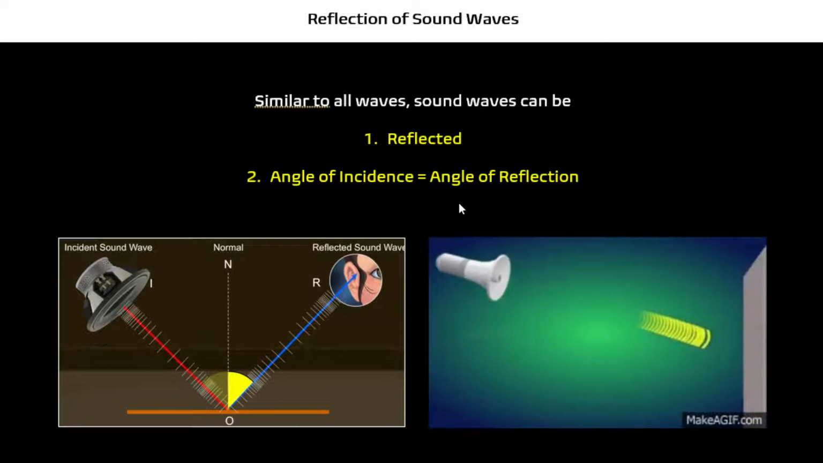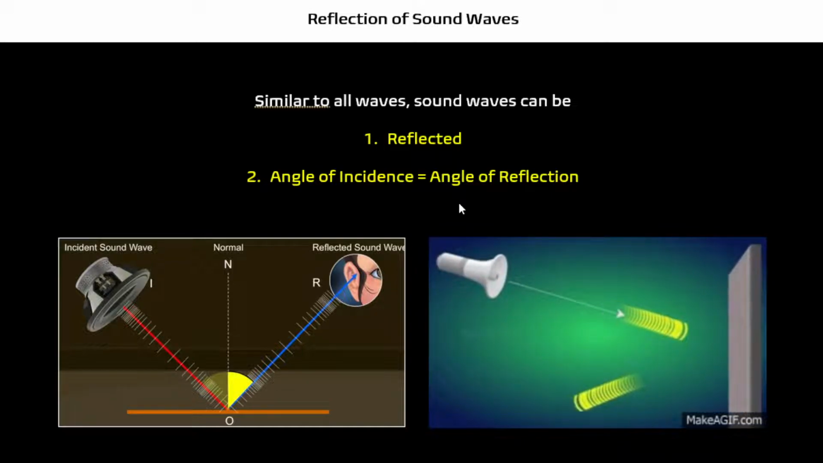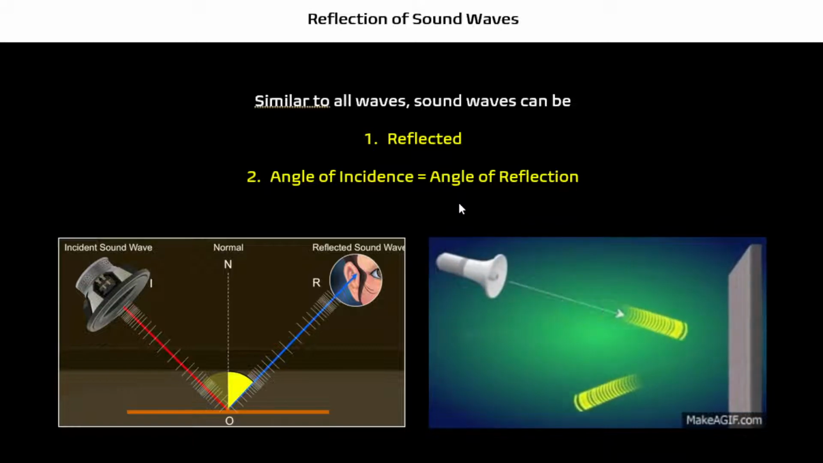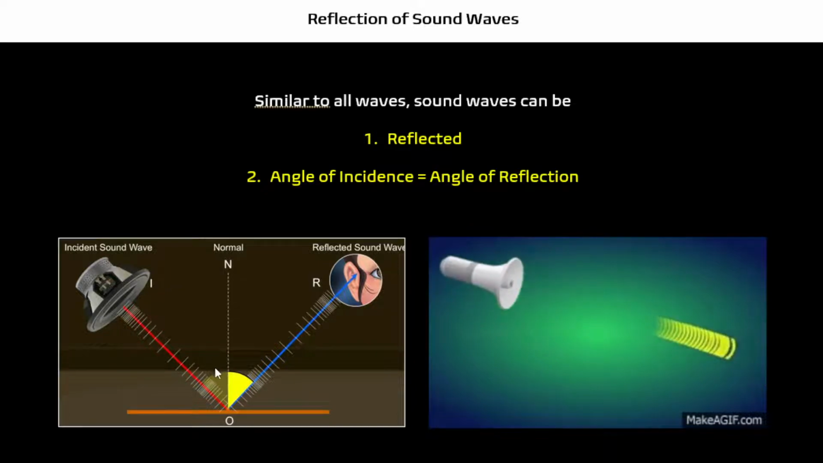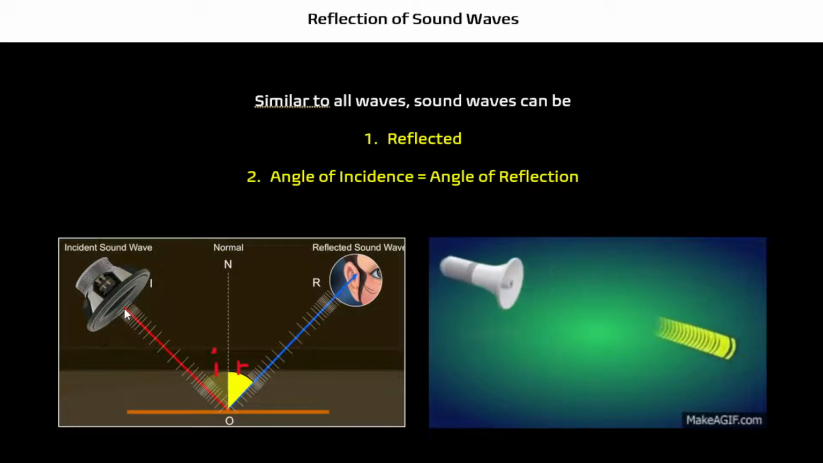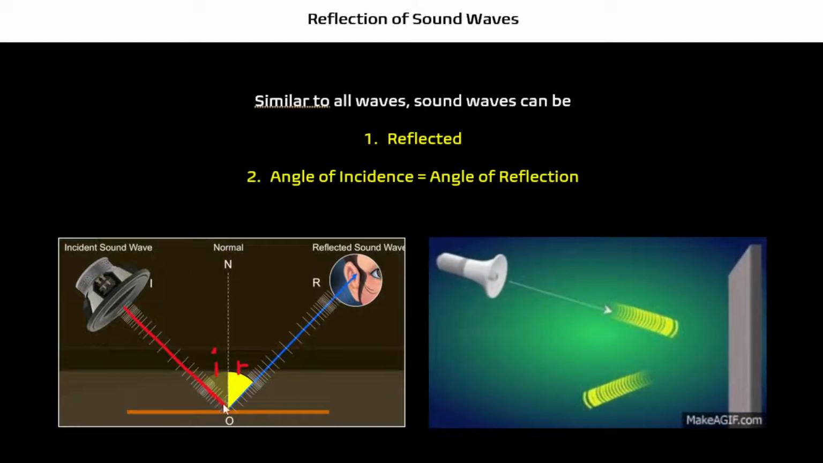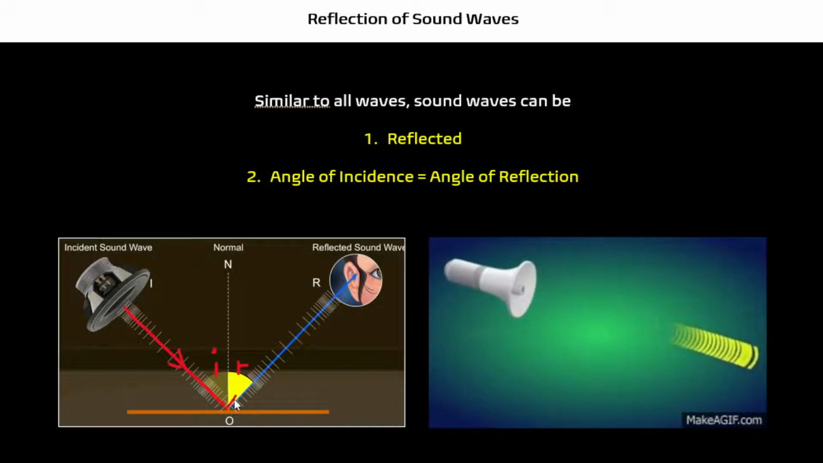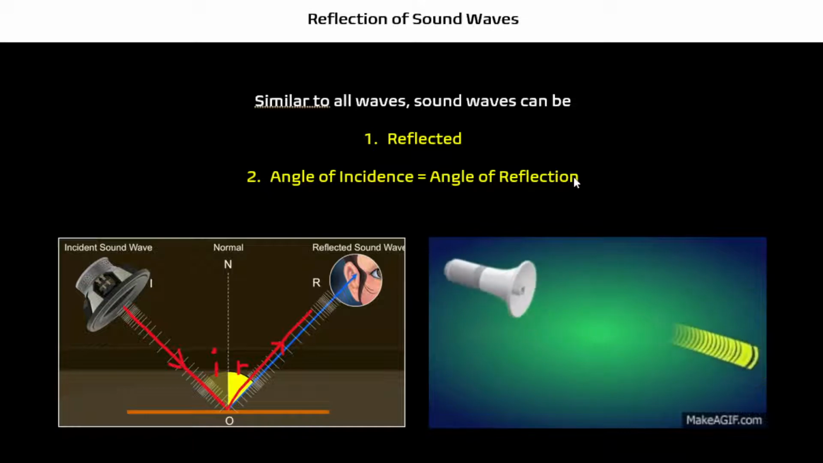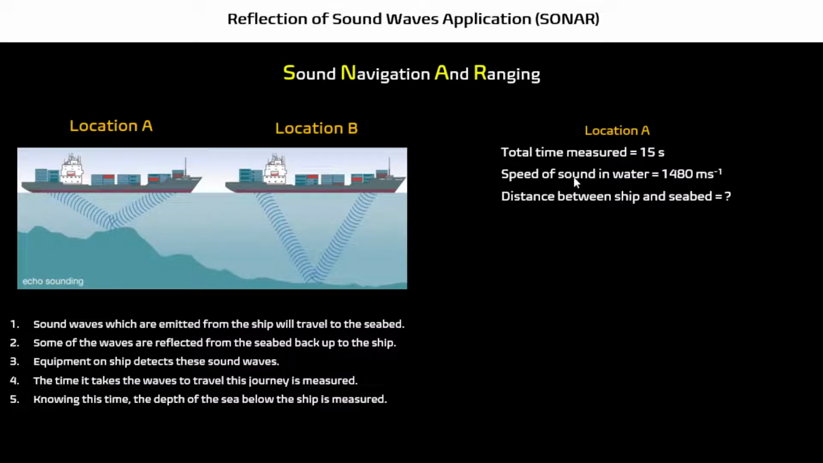Now, reflection of sound waves. Similar to all waves, what you should know is that sound waves can be reflected, and since they can be reflected, their angle of incidence will be equal to their angle of reflection. So it's not only light waves which behave like this, alright? So sound waves can also behave in a similar manner, where your angle of incidence will equal your angle of reflection. And reflection of sound waves can be used in some very useful applications as a matter of fact.